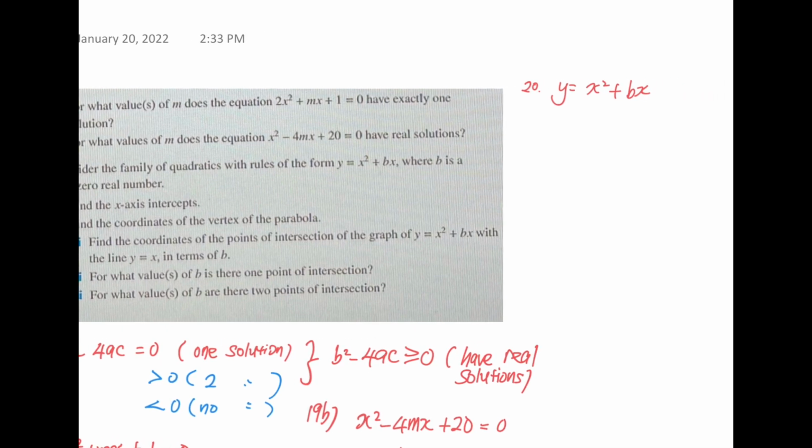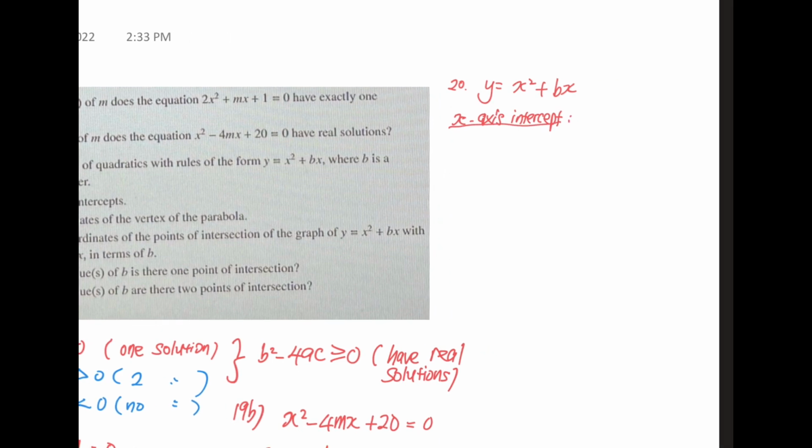So the idea is we want to find the x-axis intercept. So we use y equal to 0 to find the x. So we let y equal to 0, x squared plus bx. So we factorize: x times (x plus b). Okay, then we let each factor equal to 0. So we get x equal to 0. We get x plus b equal to 0. Then we get x equal to minus b.